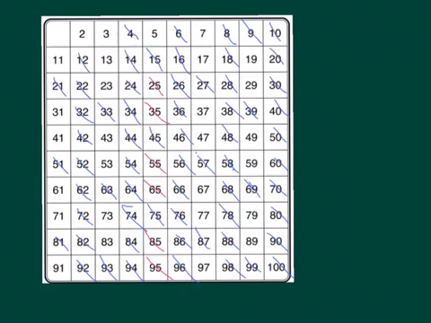35, 42, 49. That one needs to be crossed off. Let's pick a different color. Let's do green. So 49 needs to be crossed off. 56, 63, 70, 77 needs to be crossed off. 84 is already crossed off. Now from here I don't know, so I'm going to just count by sevens. 1, 2, 3, 4, 5, 6, 7. That one needs to be crossed off. 1, 2, 3, 4, 5, 6, 7. Already crossed off. And we're done.